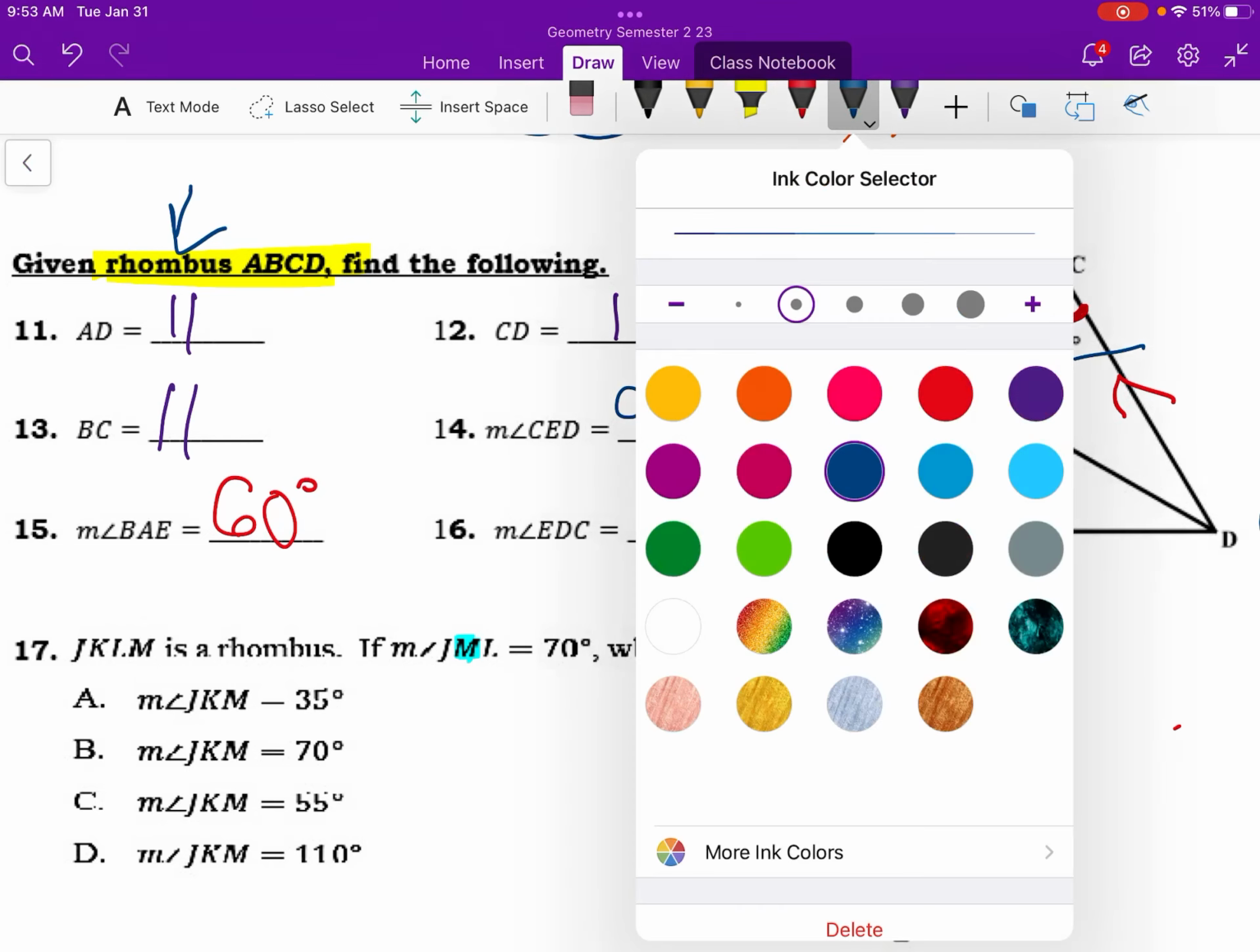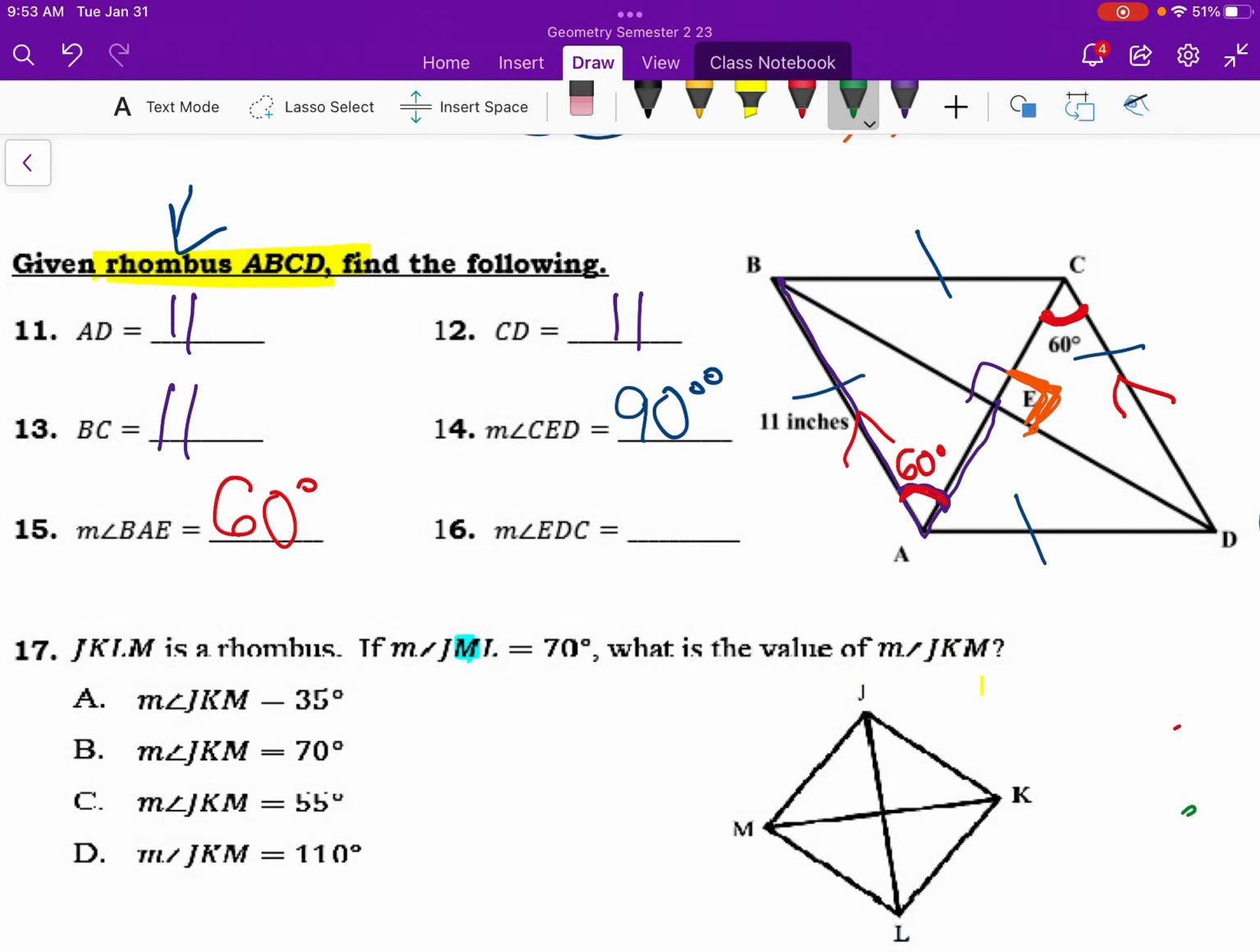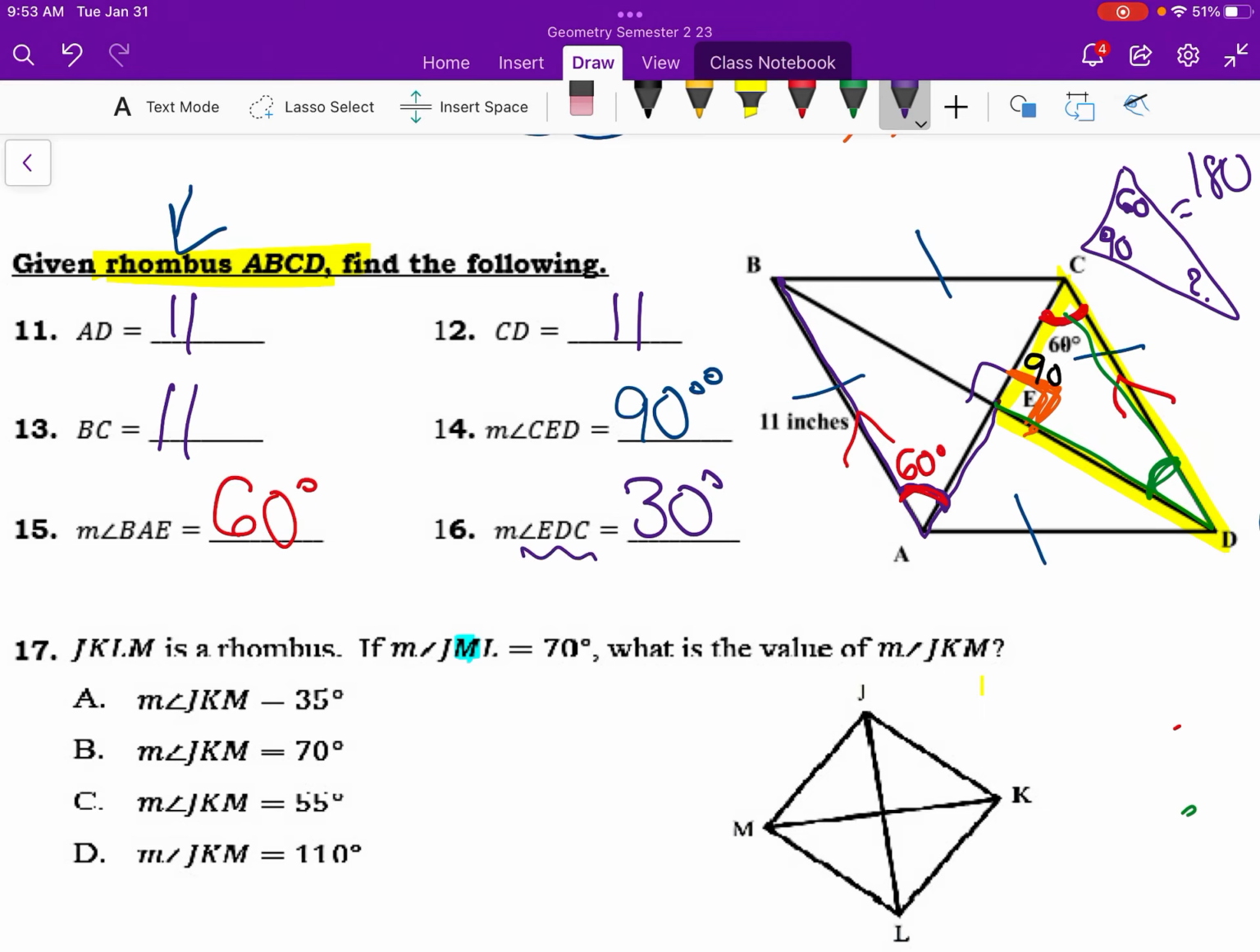And EDC, let's look where this one is, EDC. How do I find out what this one is worth? Well, if I have 90 degrees and I have 60 degrees in this triangle right here, all triangles add up to 180 degrees. So I have a 90 degree, a 60 degree, and I don't know what this one is. So 90 plus 60, subtract from 180, is 30 degrees. So please follow along as I go through this.